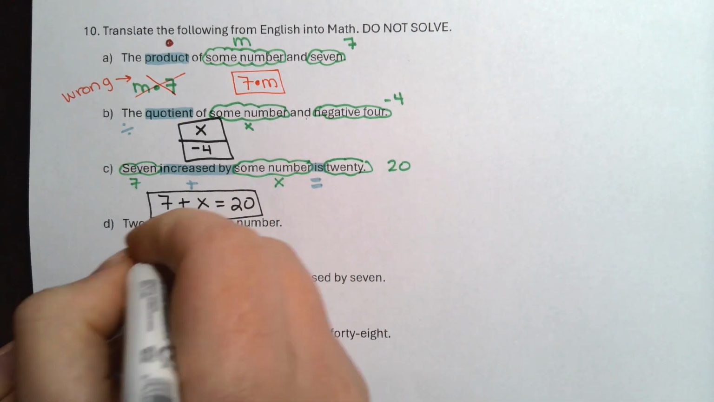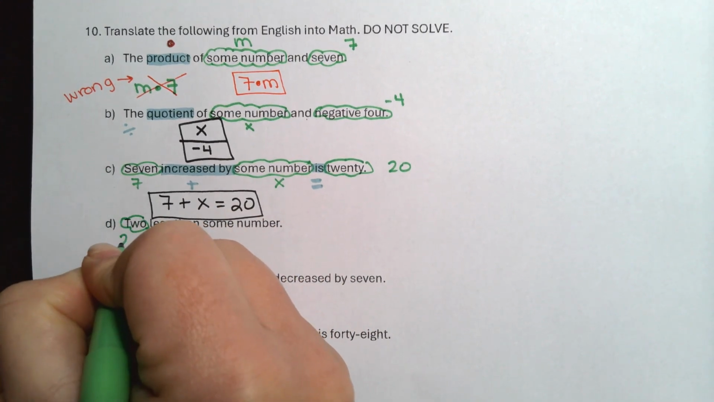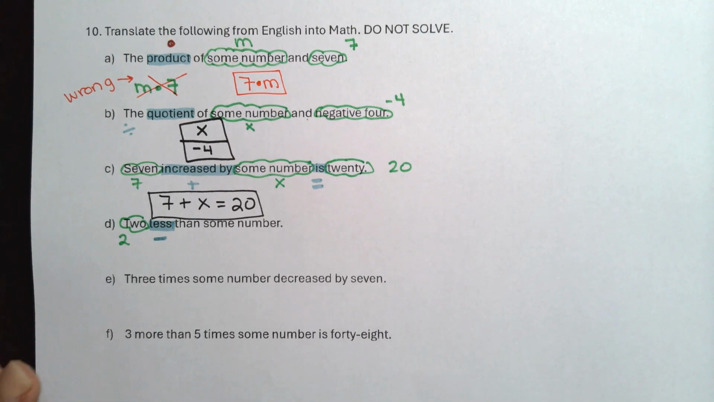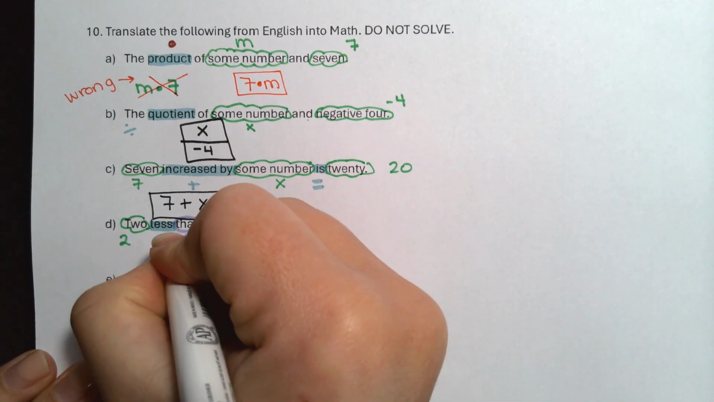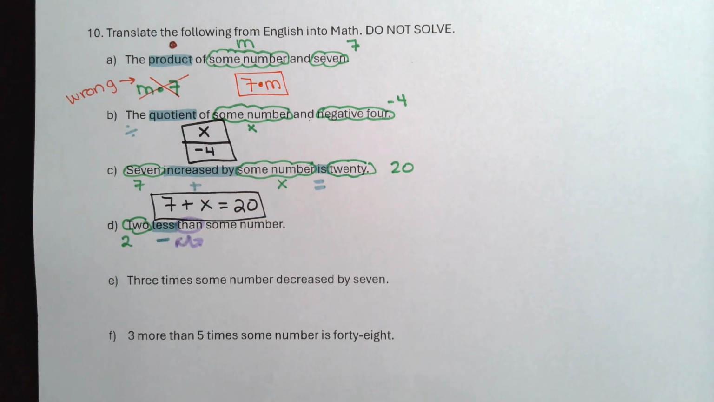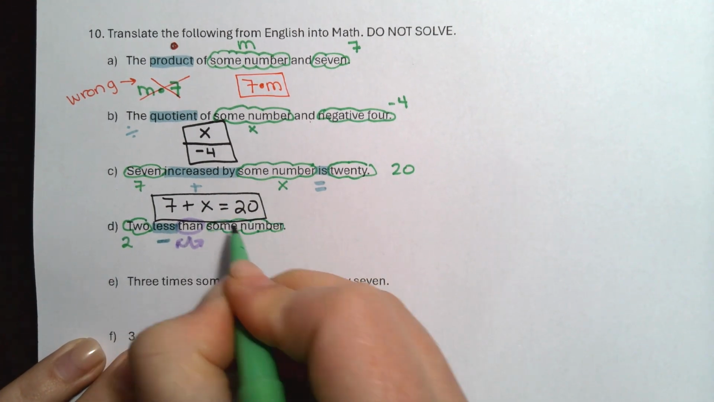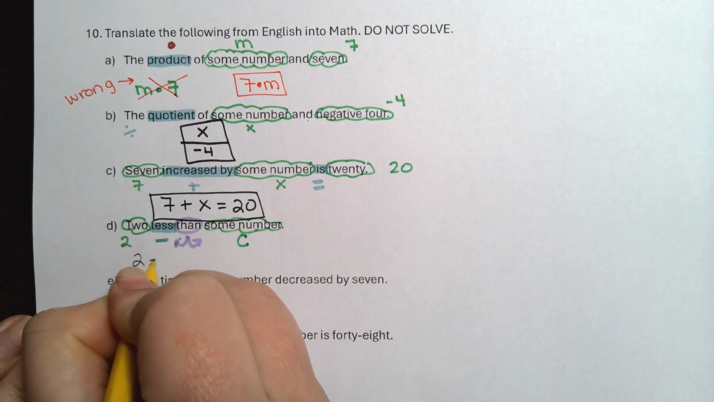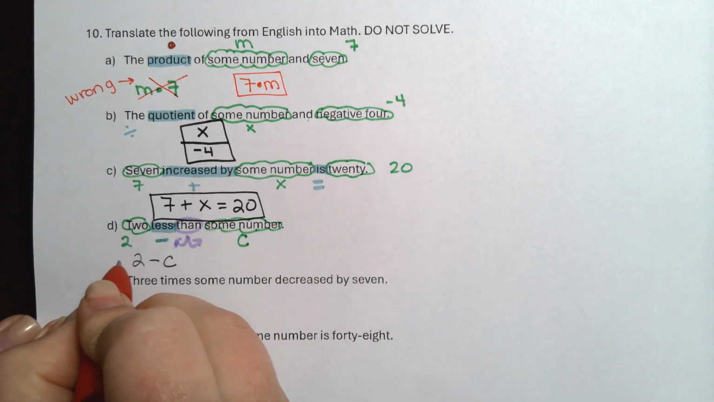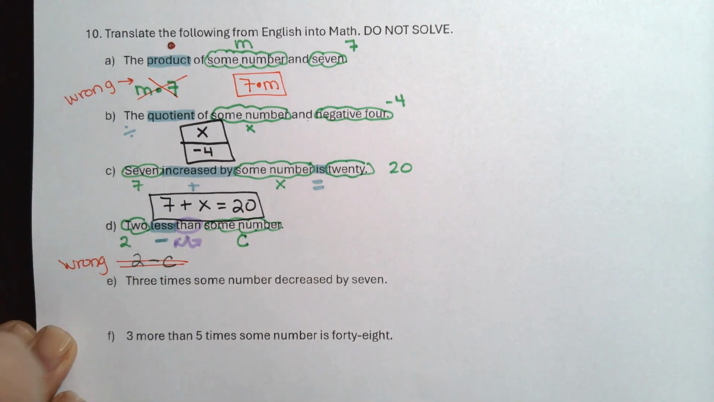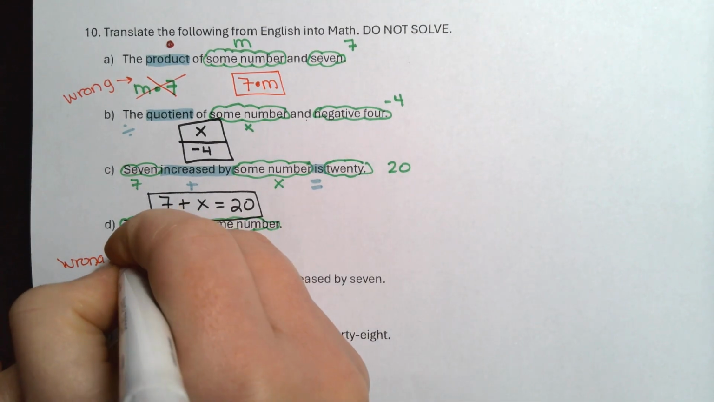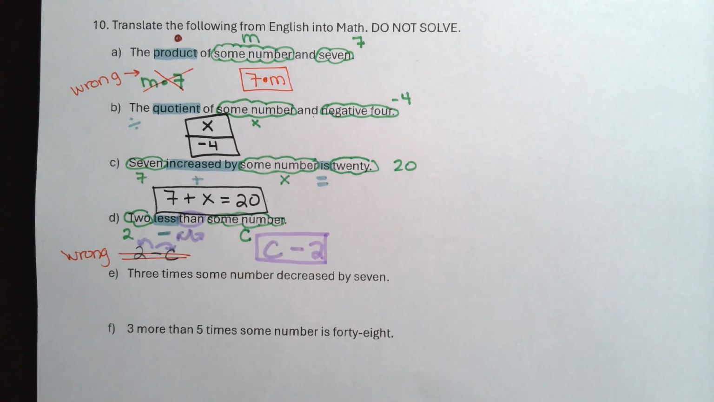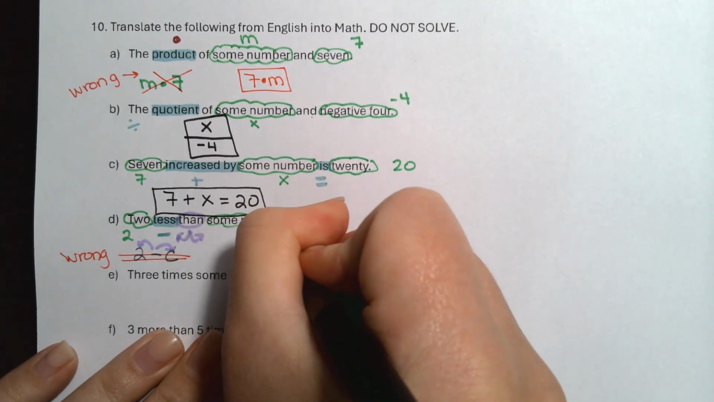Moving on. 2 is a number. Less is minus. Oh, and then we have our first than. Now remember, than means we're going to be switching the order. Some number is just some number. Let's use C. So I'm going to write this wrong, and then we'll cross it out and write it correct. If I do 2 minus C, this right here is wrong. Because I have this switch for the order, I have to switch C and 2. So my actual answer is C minus 2.